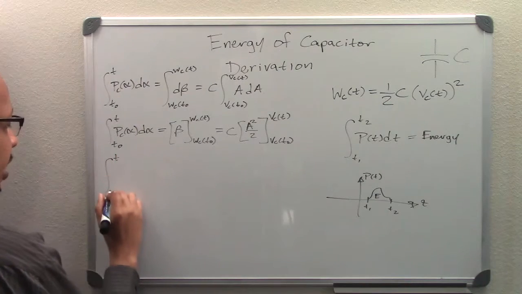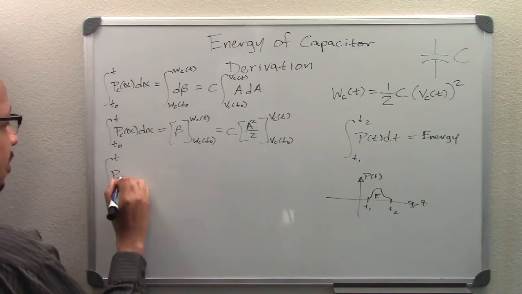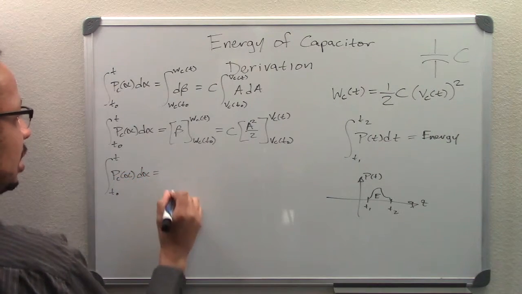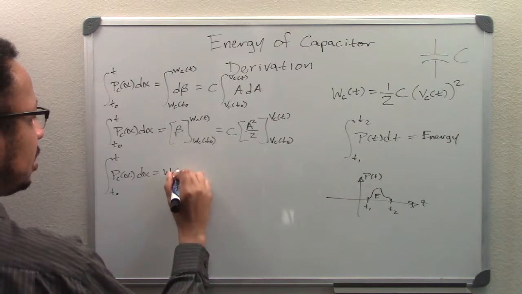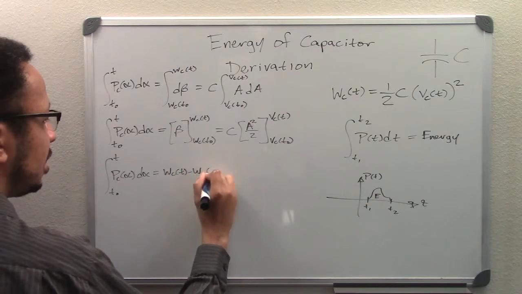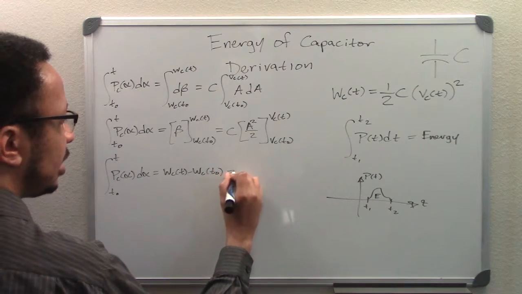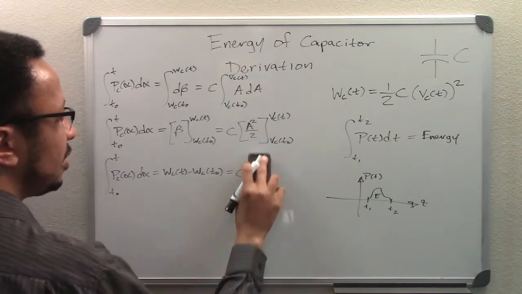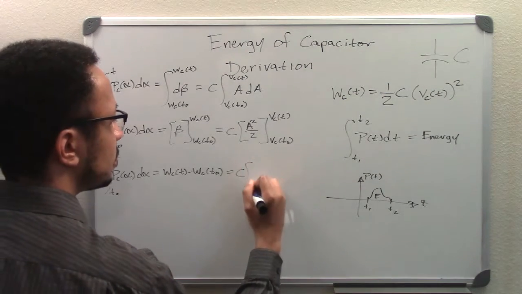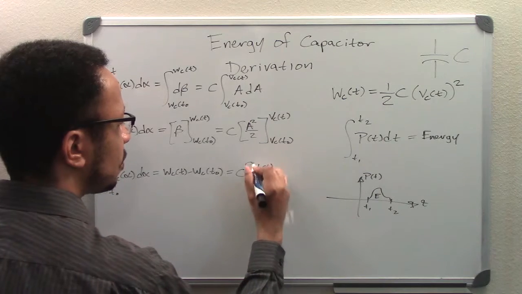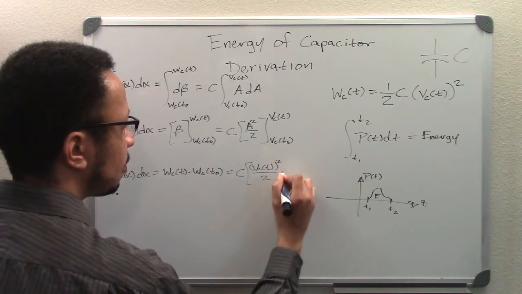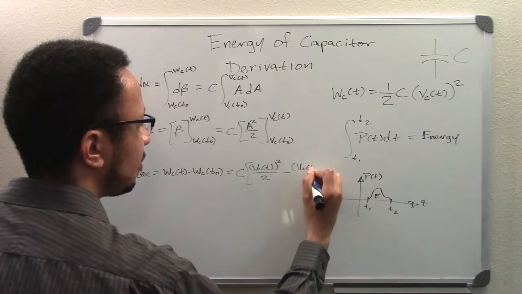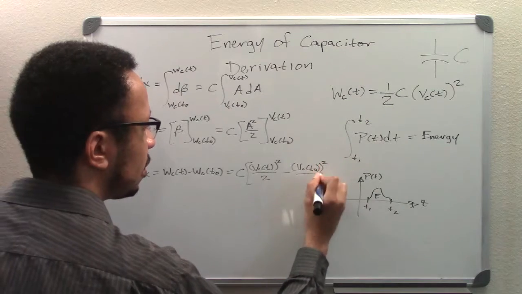Next, we have the integral from t sub 0 to t of Pc of alpha d alpha equal to Wc of t minus Wc of t sub 0, and here we have C times Vc of t squared over 2 minus Vc of t sub 0 squared over 2.